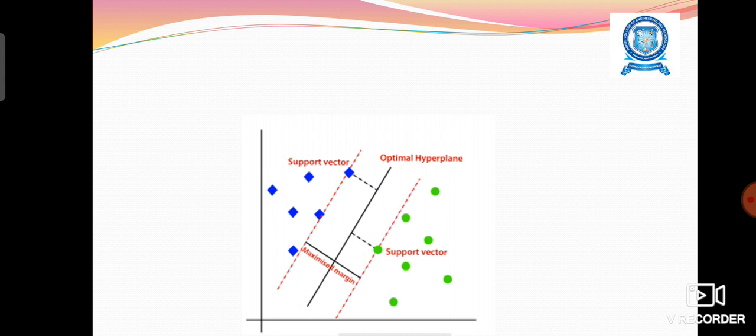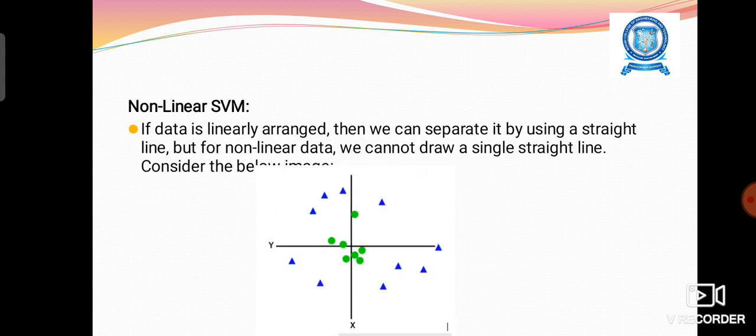So in this diagram there are hyperplanes, and the best hyperplane is called the optimal hyperplane. The other two parallel lines are also hyperplanes, and the data points closest to the optimal hyperplane are called support vectors.